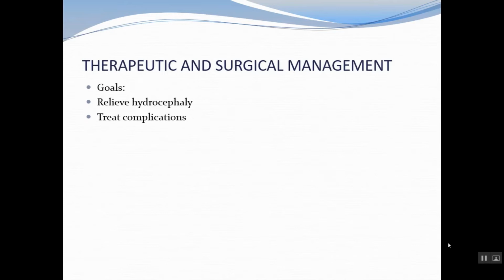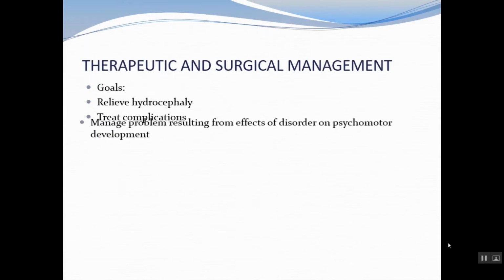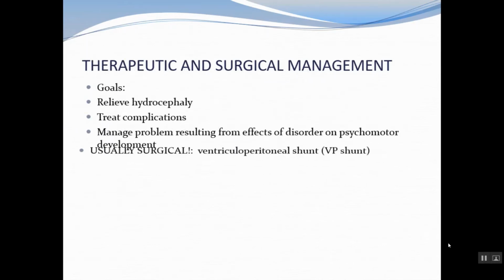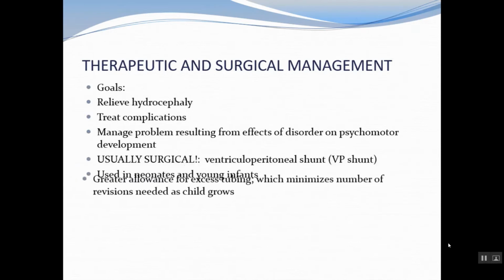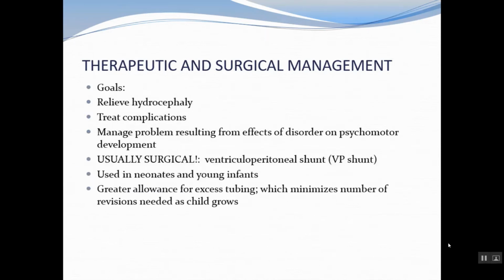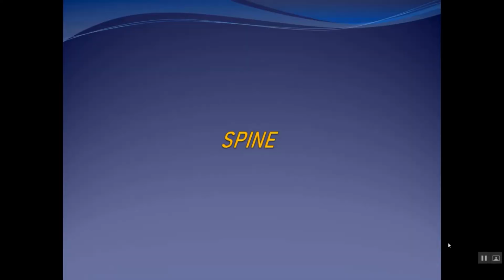The goals of therapy include relief of hydrocephalus, treating complications, and managing the effects of the disorder on psychomotor development. Usually surgical ventriculoperitoneal shunt is used in neonates and in young infants, with greater allowance for excess tubing, which minimizes the number of revisions needed as the child grows.